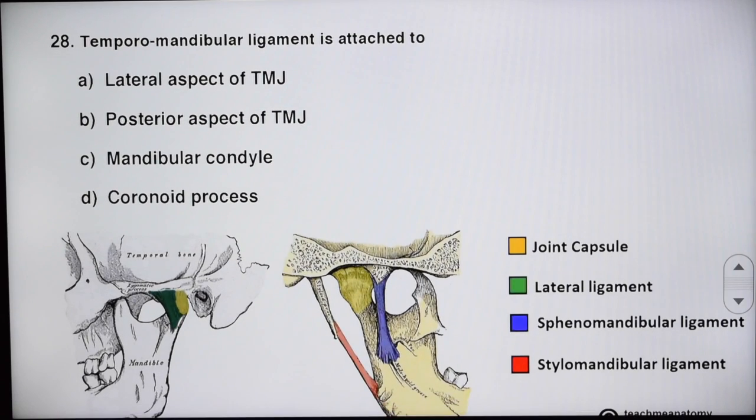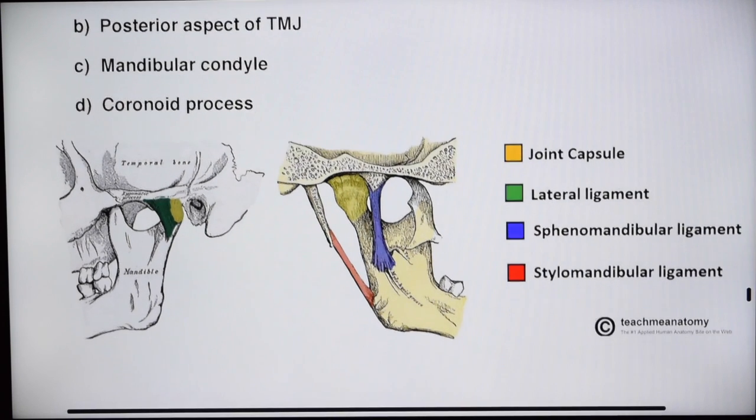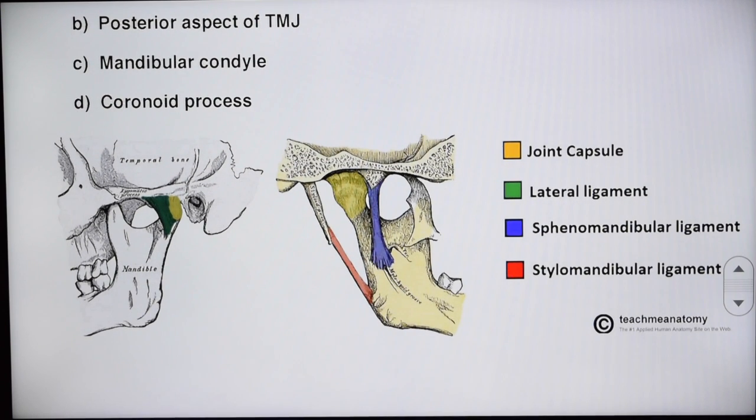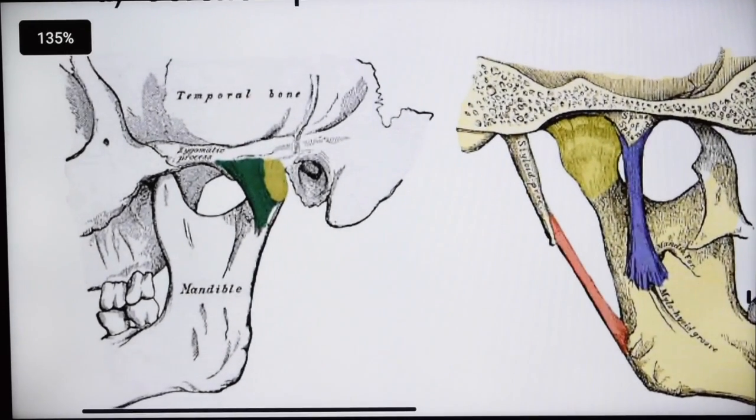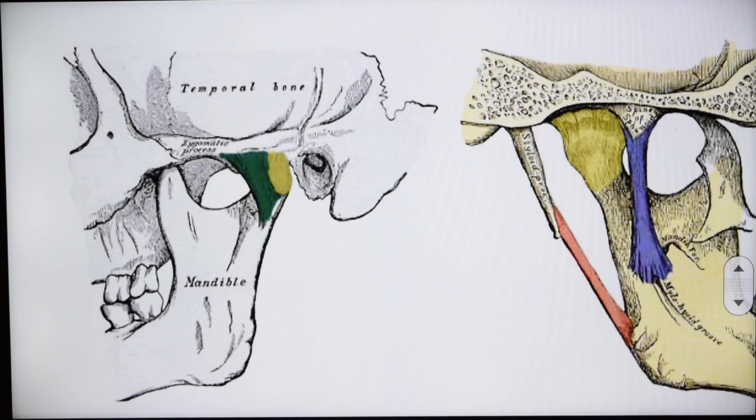And coming to the next question, temporomandibular ligament is attached to. The temporomandibular ligament is also called the lateral ligament. As the name itself indicates, it's attached to the lateral aspect of the TMJ. As you can see in this image, the lateral ligament or the temporomandibular ligament is represented in green. You can see in the left image, I'm just zooming in, where it is attaching to the lateral aspect, right? So this lateral ligament is attaching to the lateral aspect of TMJ.